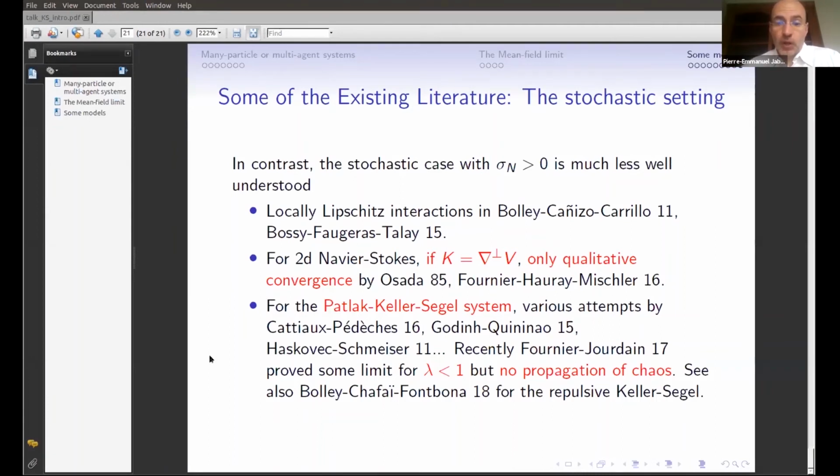The closest one is probably a recent paper by Fournier and Jourdain. They show two things: well-posedness, and some sort of mean field limit. It's in the strongly diffusion dominant regime. There's another typo here. It should be lambda strictly less than sigma. So it's not 4 sigma, it's sigma. So this is not the critical mass.